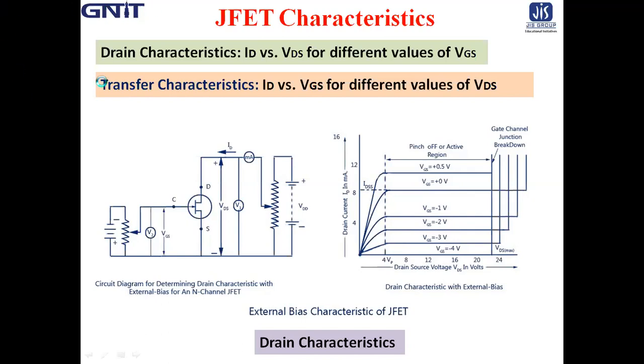So this is the circuit diagram for determining drain characteristics, where we are applying external bias with an N-channel JFET. Here voltmeter and ammeter are connected to measure the voltage and current.